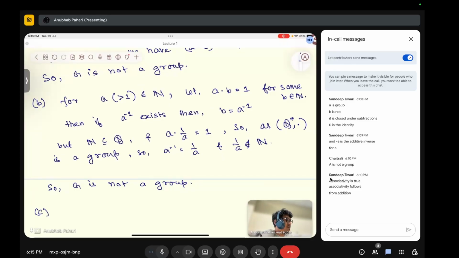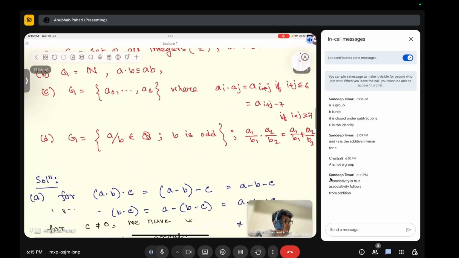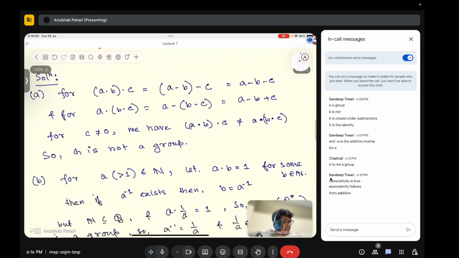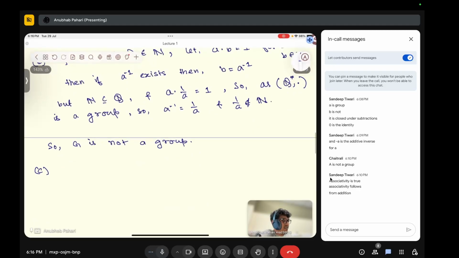What about question C? So one thing is clear, right? That it is closed under this operation, and you can see that A0 is the identity element, right? And for any element AI, A7 minus I is inverse of AI, right? Okay, I will write all these things clearly.